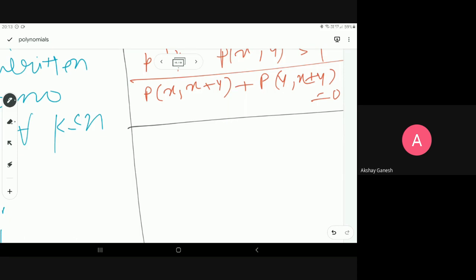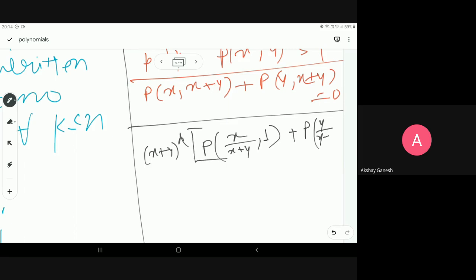I'll just give you a warning: this is not a very good solution. Why I chose this problem is just to show how to deal with this stuff. First of all, we take x plus y to the d common. Let d be the degree of p, and take x plus y to the d common. Then what you get is p of x by x plus y comma y by x plus y plus p of y by x plus y comma x by x plus y equals 0, right?